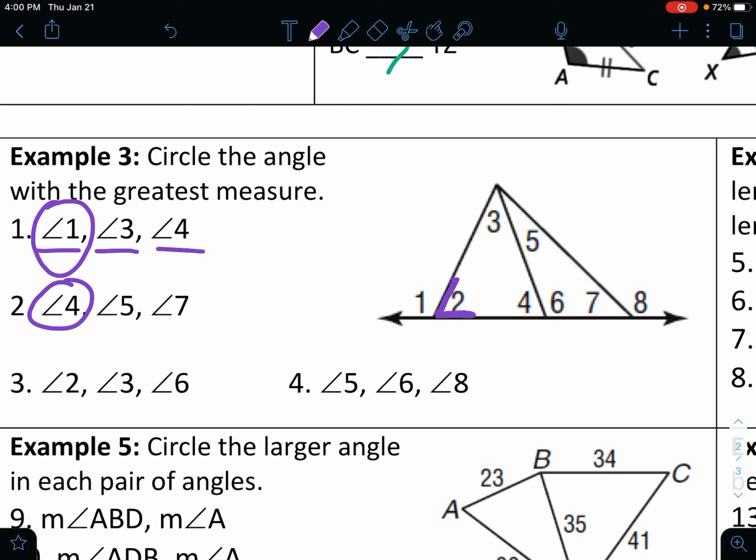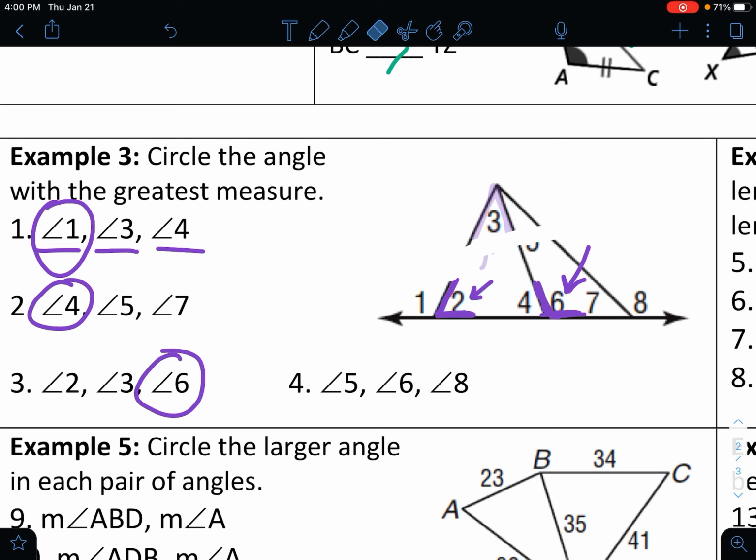Angle 2, angle 3, and angle 6. Which one doesn't belong? Angle 3 and angle 2 are both inside the same triangle, so those are going to be our remote interiors. And then we see that angle 6 is by itself somewhere else. So angle 6 is going to be greater because it's the exterior.